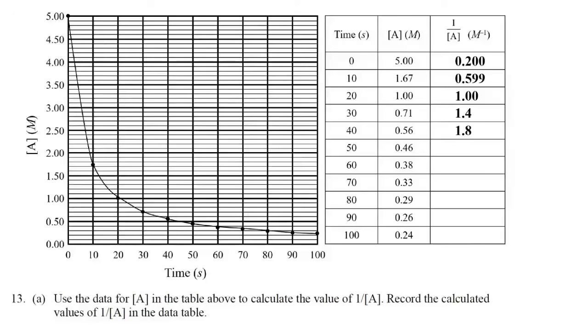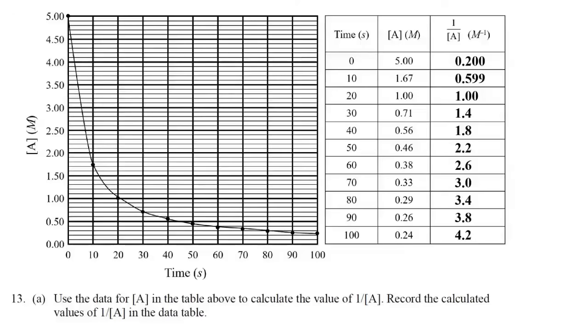And I will continue that process of doing 1 divided by the concentration and fill in the rest of the data table. So I have values of 2.2, 2.6, 3.0, 3.4, 3.8, and then finally 1 divided by 0.24 is equal to 4.2.